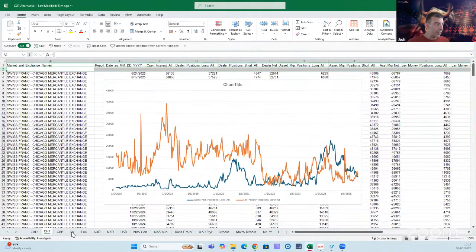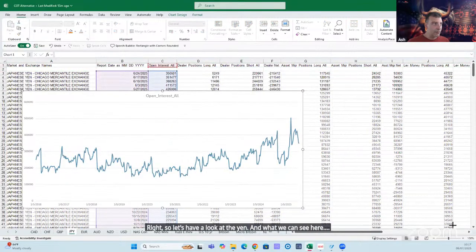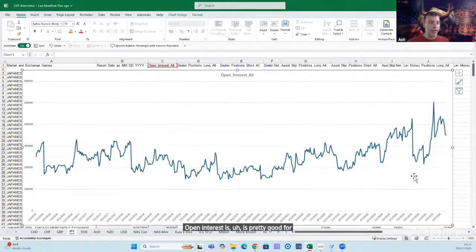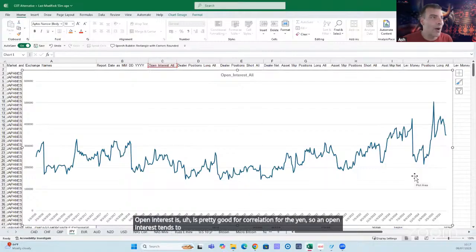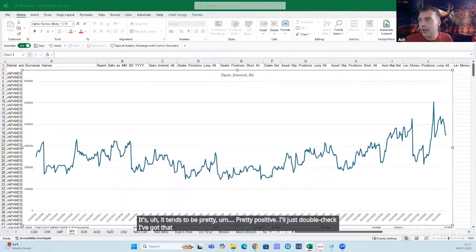Right, so let's have a look at the yen. And what we can see here, open interest is pretty good for correlation for the yen. So when open interest tends to go up, it tends to be pretty positive. I'll just double check I've got that the right way around.